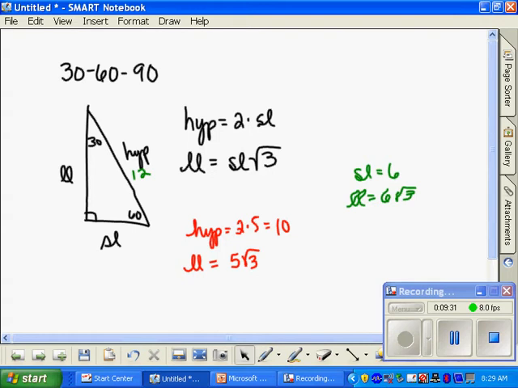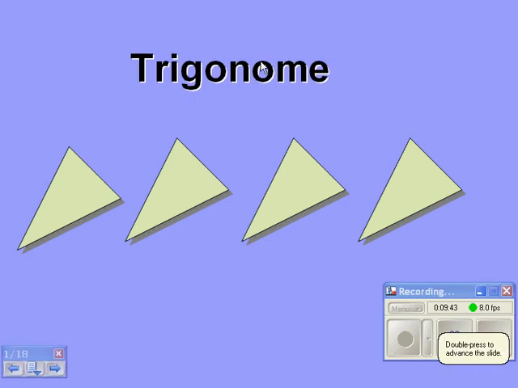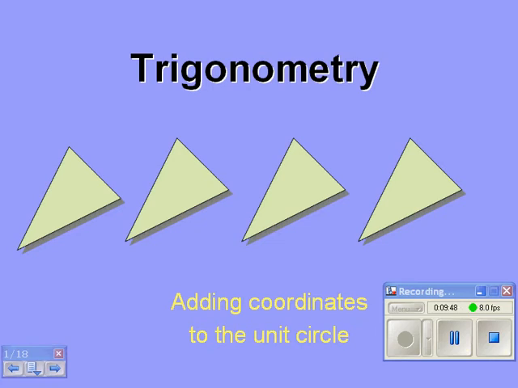That's just a quick review of the 30, 60, 90, and 45, 45, 90 triangles that you know about. And we need that because when we talk about the unit circle, you have to know those in order to determine the coordinates for the point.